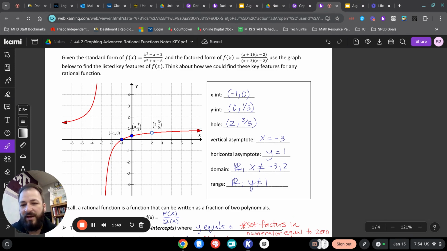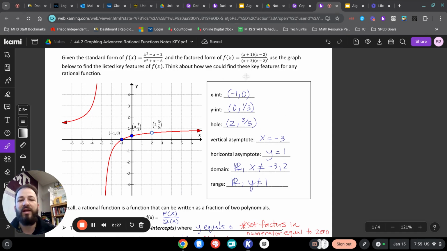which is representing our hole at (2, 3/5). And then our asymptotes, they're not clearly denoted on this graph, but looking at how our function is going, I would say they definitely fall at x equals -3 and y equals 1. And then, of course, our domain and range: all real numbers except x does not equal -3 or 2. So important to note that for our domain, we exclude not just the vertical asymptote, but we also exclude any holes that we have. And then our range: all real numbers except y does not equal 1, which is that horizontal asymptote like we've been used to.